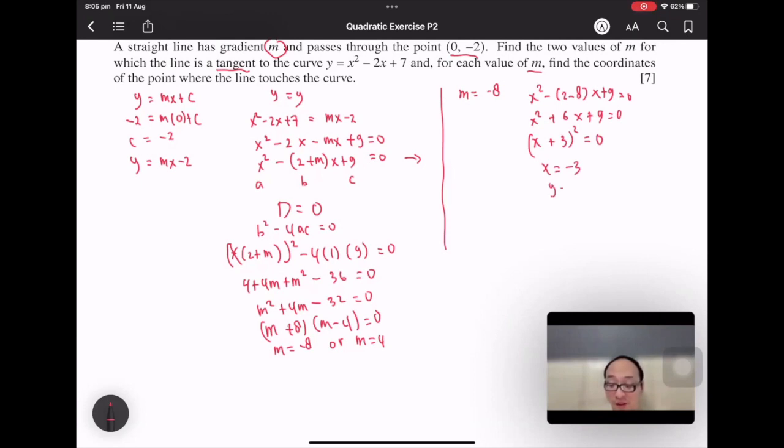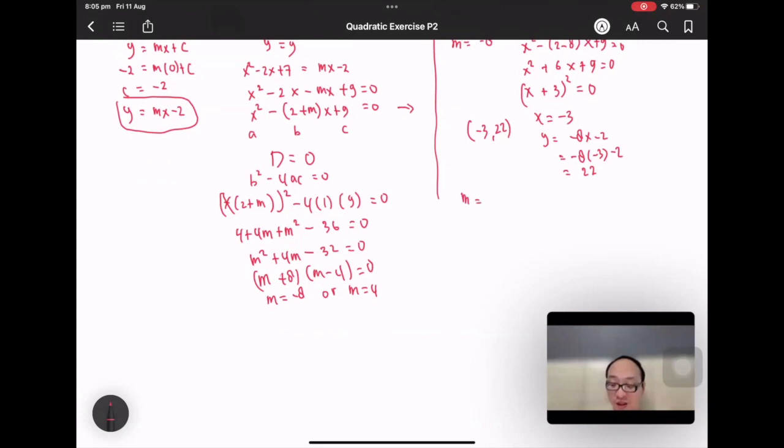And y equals, we can just put it into the formula. I use the equation of the line, mx minus 2. So it's negative 8x minus 2. So negative 8 times negative 3 minus 2 equals 22. So the coordinate is (negative 3, 22).